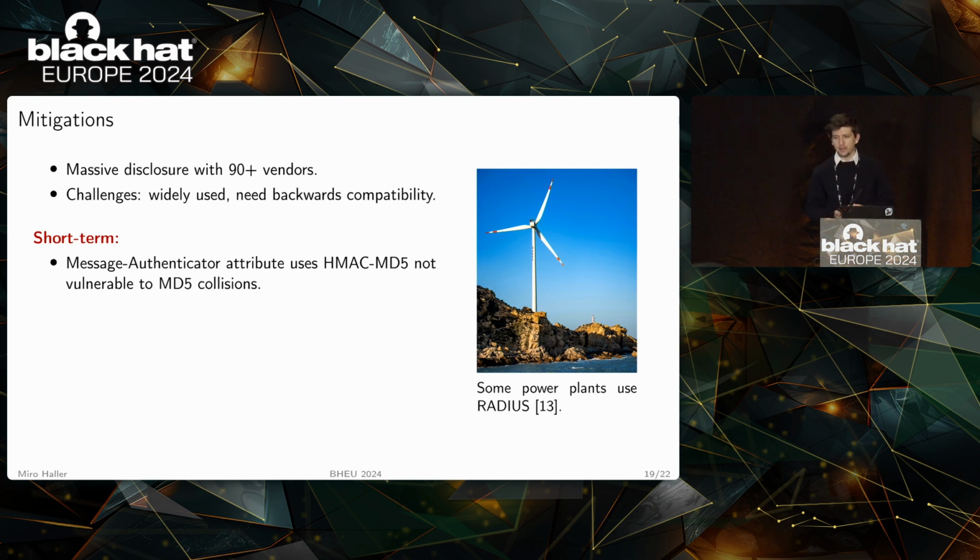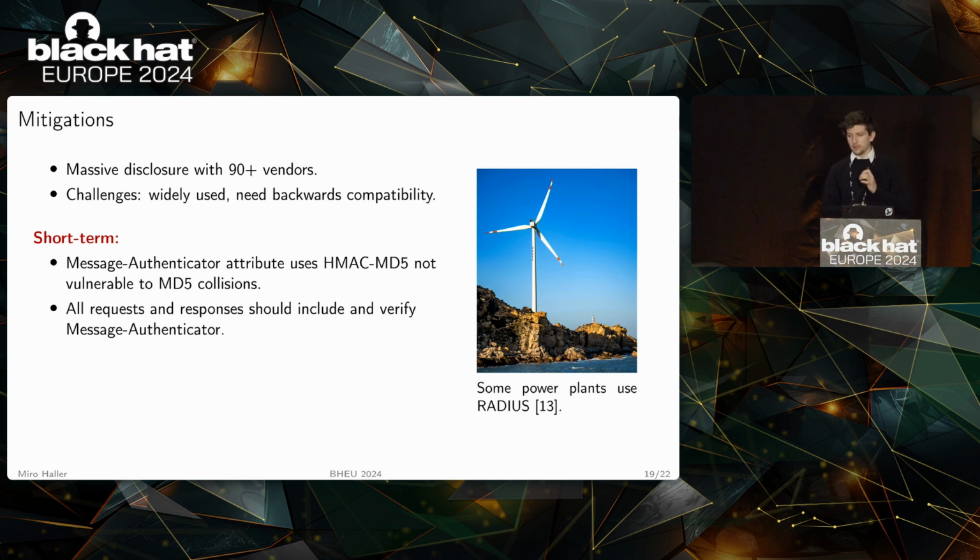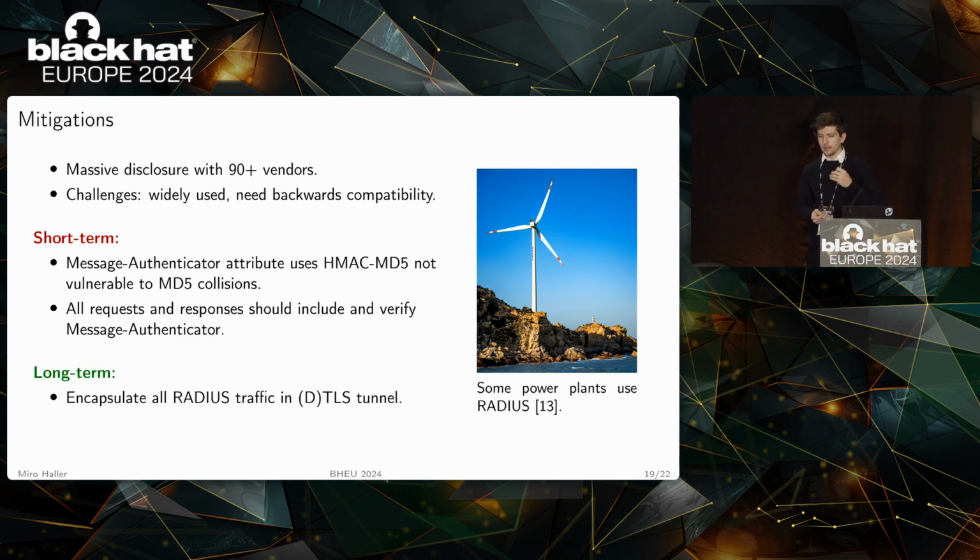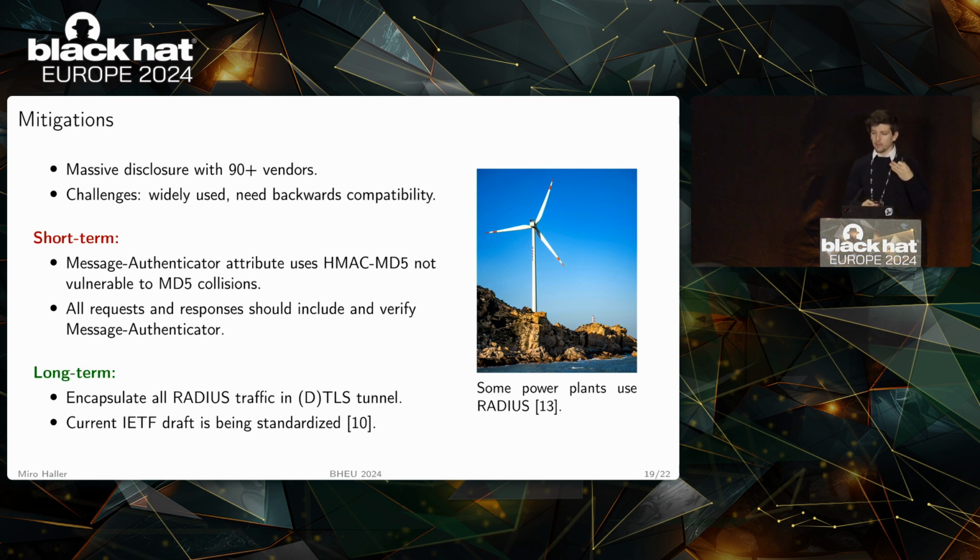In the short term, we recommend that implementations use the message authenticator attribute, which uses HMAC MD5. And despite that there is also an MD5 there, that is actually not vulnerable to the MD5 collisions that we found in our paper. This mitigation only works, though, if all of the requests and responses actually include a message authenticator and also verify it. In the long term, we recommend that all of the Radius traffic is encapsulated inside TLS, which is the more robust solution. And there is actually a current draft that the IETF is working on standardizing for Radius over TLS, so keep an eye out for that.